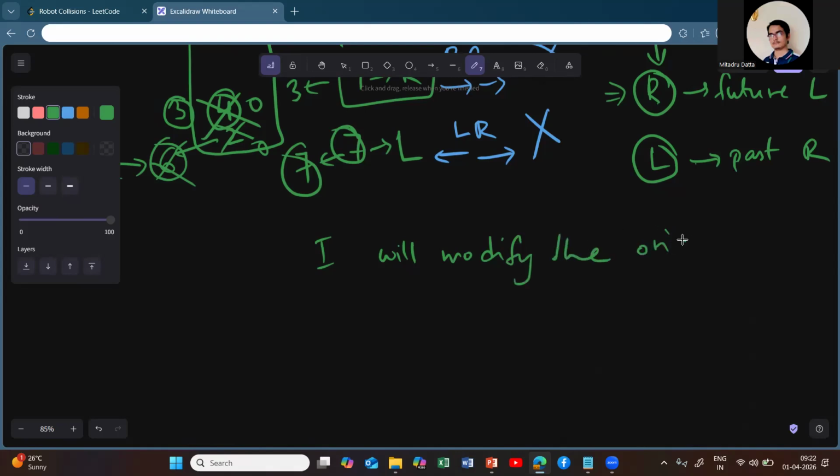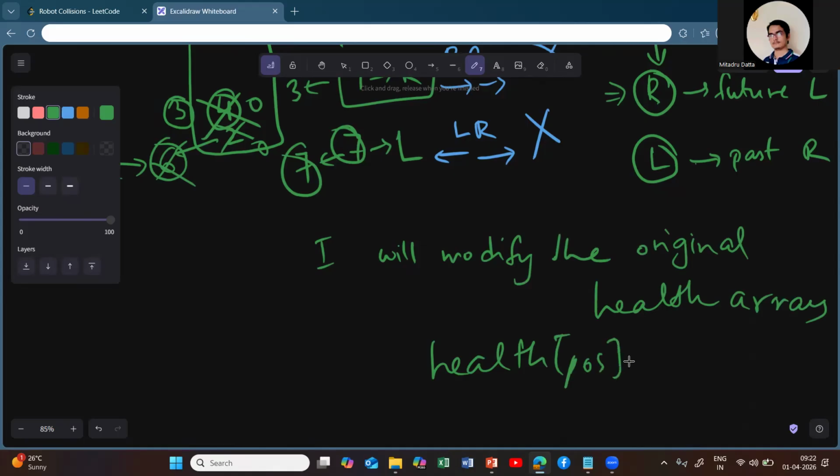The original health array. If it is required, I will make the health 0. If it is required, I will decrease the health of, let's say, a particular position by minus minus. Okay, as it is reducing by 1. So if a larger value collides with a smaller value, the larger value reduces by 1, right?